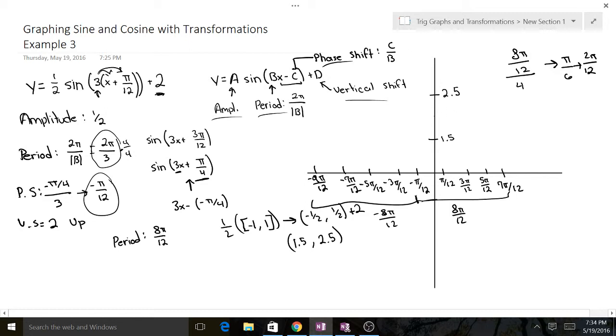So next I would figure out the midline. The midline is going to be right in between the highest point and the lowest point. So 1.5 and 2.5. What's in between that? 2. So we can draw a little midline here. That is a terrible line, but you get the point.